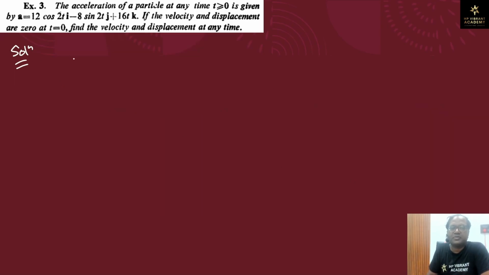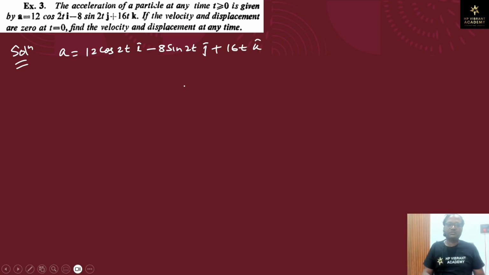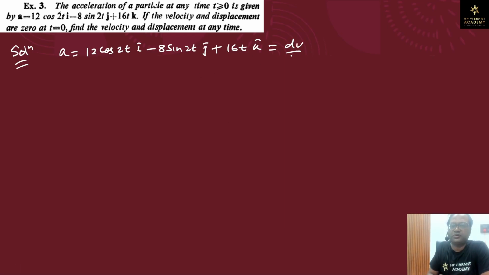The acceleration of a particle at any time t is given by a = 12 cos 2t i cap minus 8 sin 2t j cap plus 16t k cap. If the velocity and displacement are 0 at t = 0, find the velocity and displacement at any time t. So this is the acceleration. So this is equal to dv/dt. So let us integrate this with respect to t.